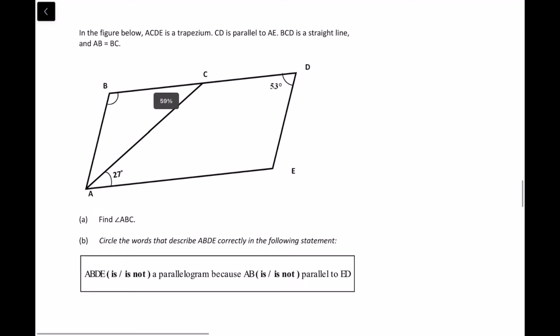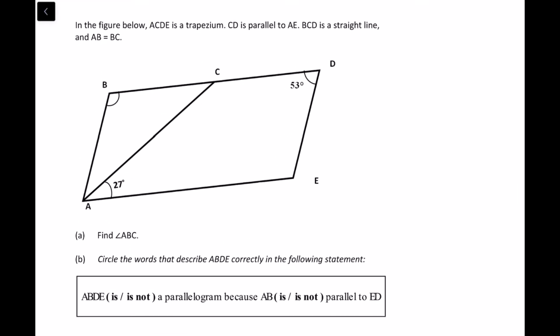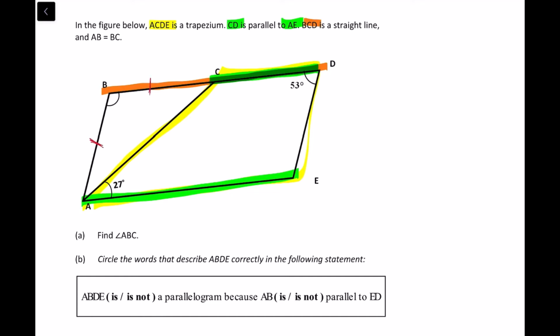In the figure below, ACDE is a trapezium. CD is parallel to AE. BCD is a straight line, and AB is equal to BC. Find angle ABC.